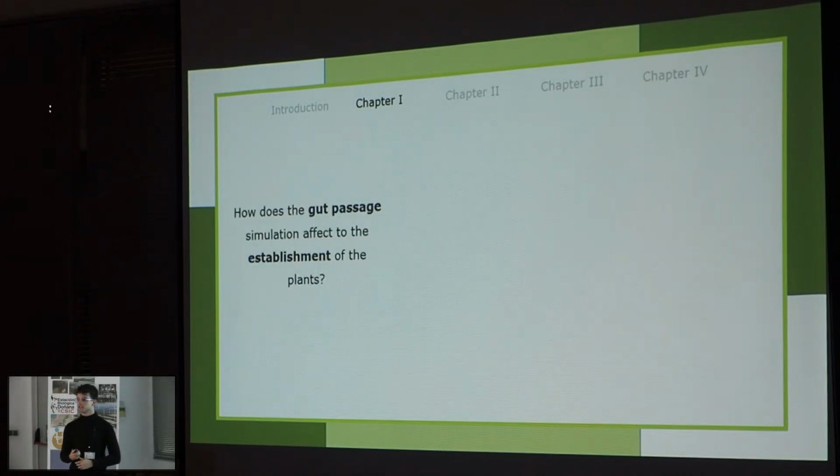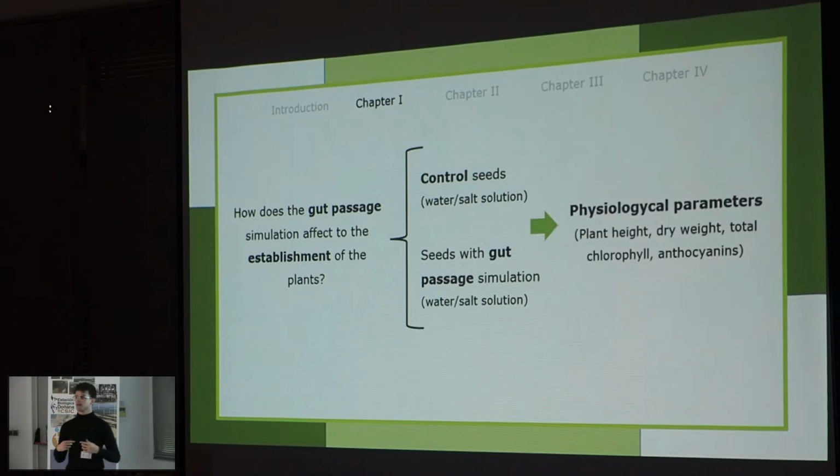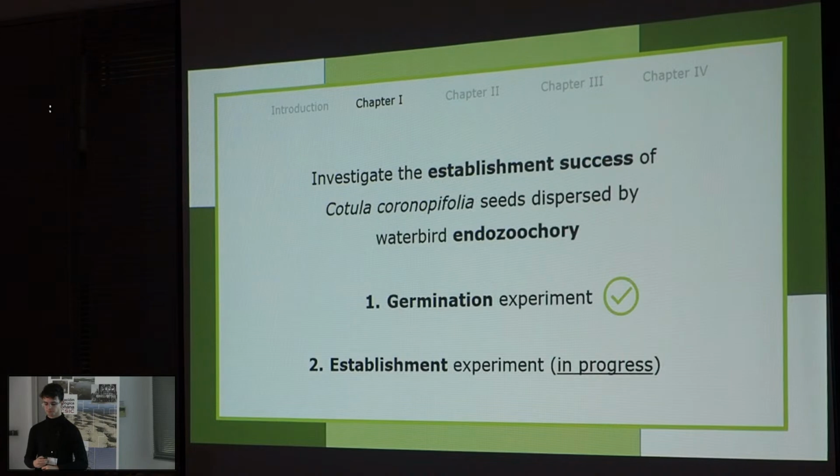Now for the second experiment, the establishment one, we ask this question: how does the good PAISAJE simulation affect the establishment of the adult plant? For that, we will plant control seeds and seeds with this good PAISAJE simulation, and we will subdivide them in different groups that will be watered with normal water and different salt solutions, so that when the plants are grown and in flower, we will measure some physiological parameters such as plant height, dry weight, total chlorophyll, or anthocyanins. So from this chapter, the first part is done and the second part is in progress.